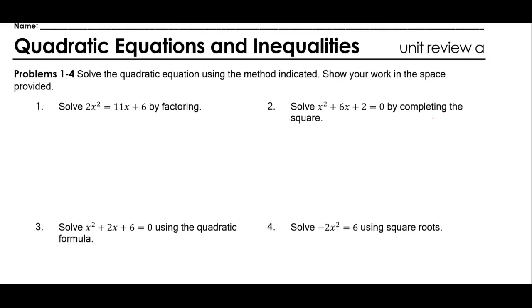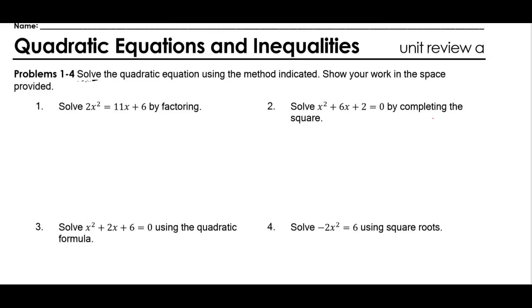Now for problems 1 through 4, they're asking you to solve quadratic equations. So what that means is that we have to get answers that look like x equals 4 and x equals 5. Now there's different methods to solving, so that's what numbers 1 through 4 is going to be testing out. So you'll see that number 1 specifies you have to solve by factoring. Number 2 specifies by completing the square. Number 3 by using the quadratic formula. And 4 using square roots.